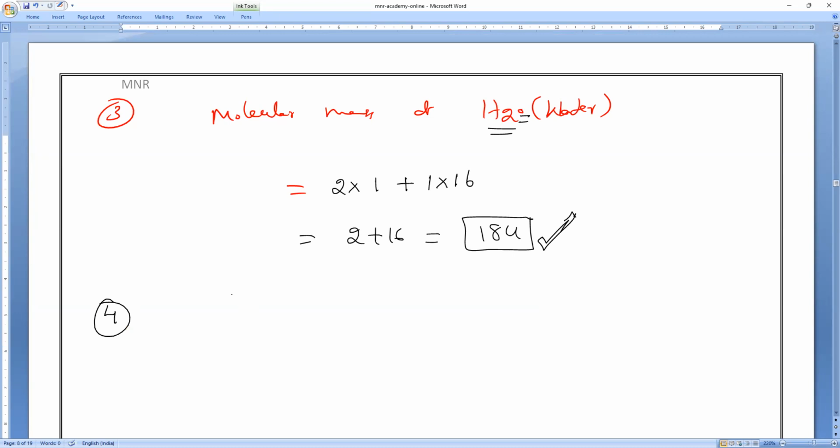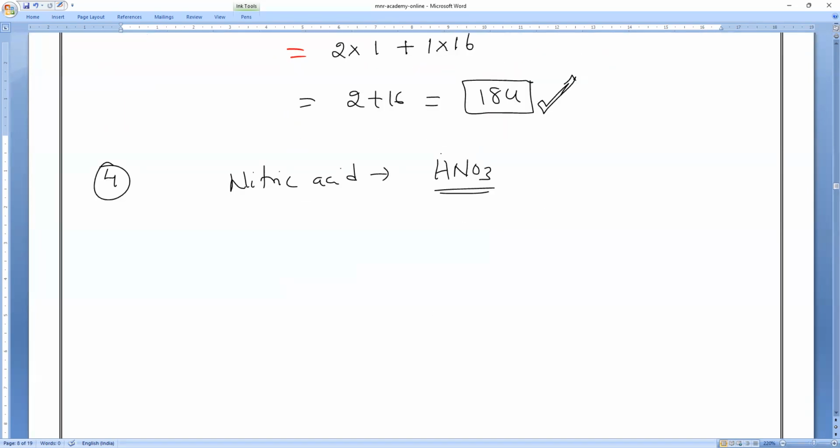Next, molecular mass of HNO3, nitric acid. What is the nitric acid formula? HNO3. So here 3 elements are there: hydrogen, nitrogen, oxygen. So the formula: number of atoms of first element, 1, into atomic mass of first element, 1, plus number of atoms of second element, 1, into atomic mass of second element.